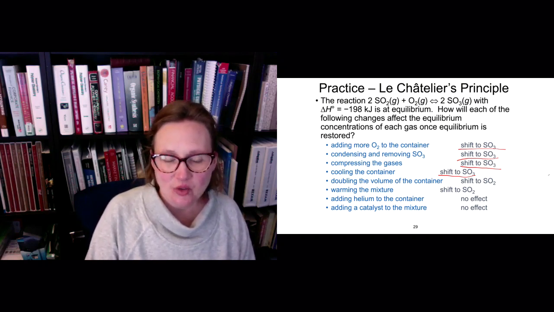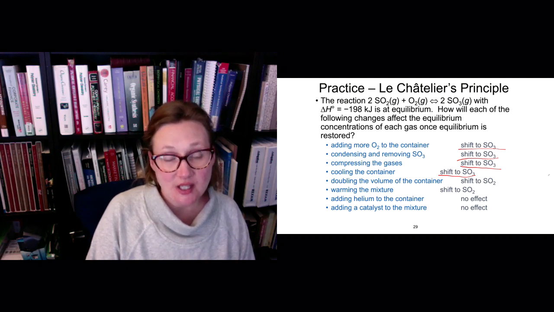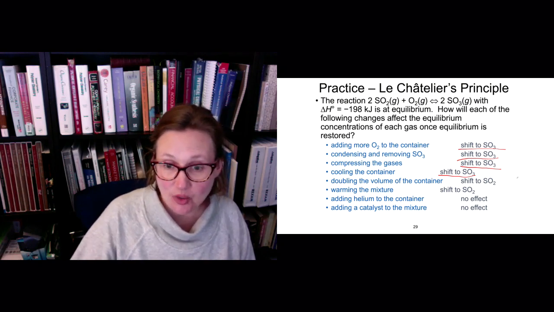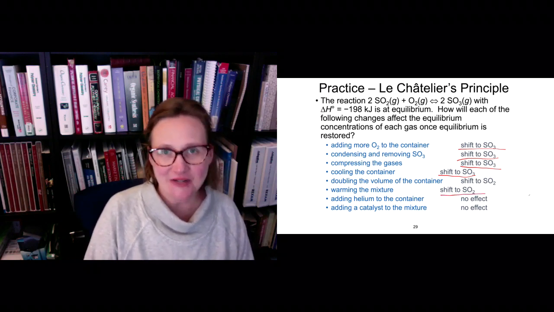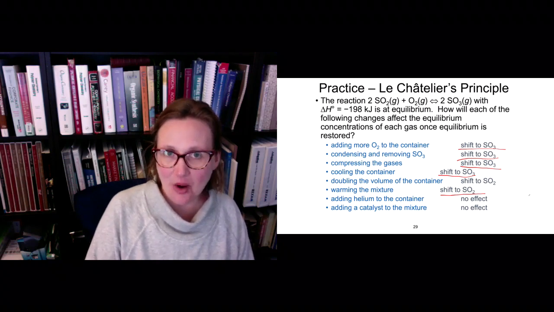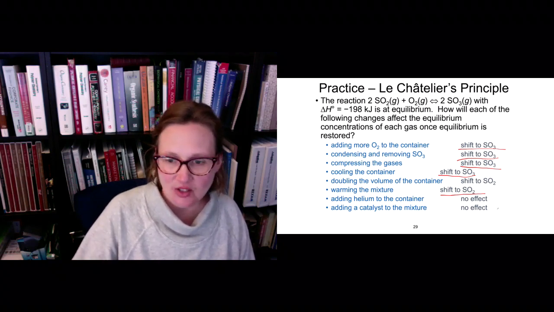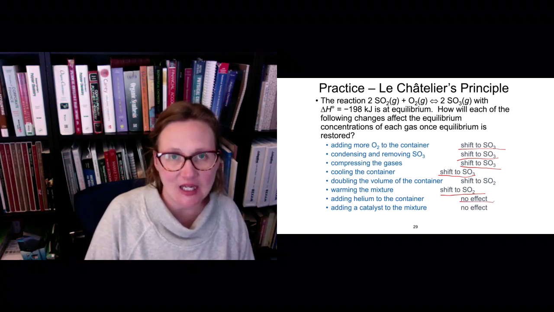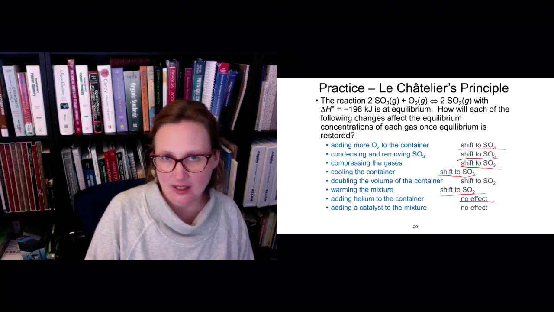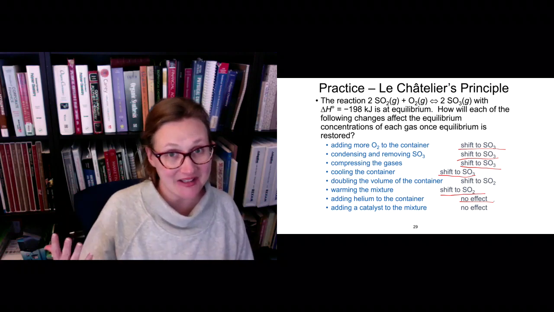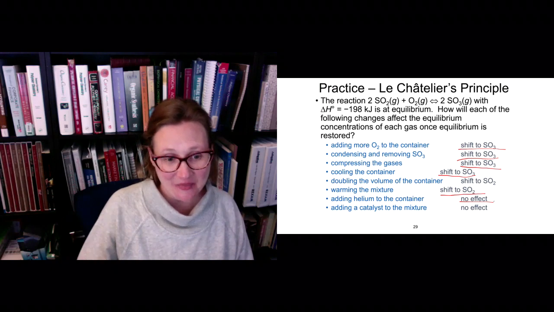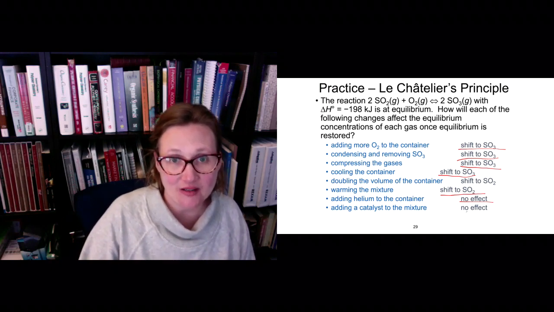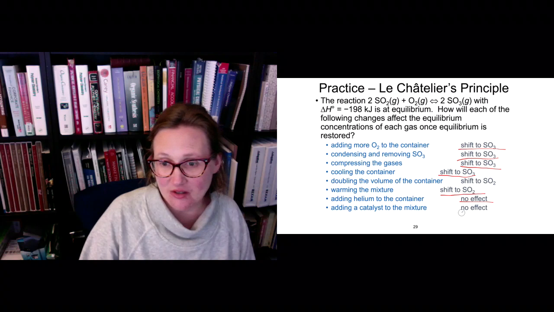Doubling the volume, so we're decreasing the pressure. It's going to respond towards the side with more gas molecules. So we're going to shift to the left. Adding helium to the container. Notice helium's not part of our reaction, so nothing's going to happen. That's adding an inert gas to this reaction. Nothing's going to happen. Adding a catalyst. We just said it doesn't change the K. The catalyst isn't going to affect those relative concentrations, so no effect.